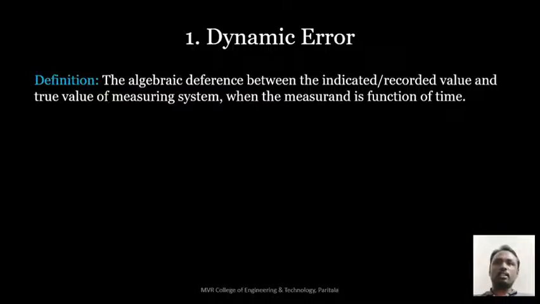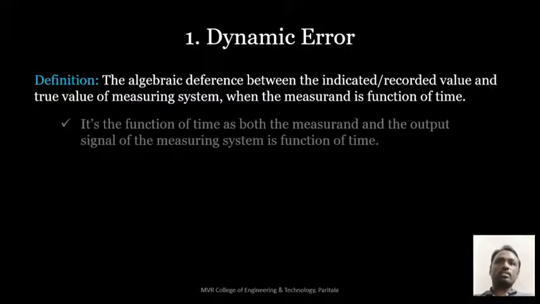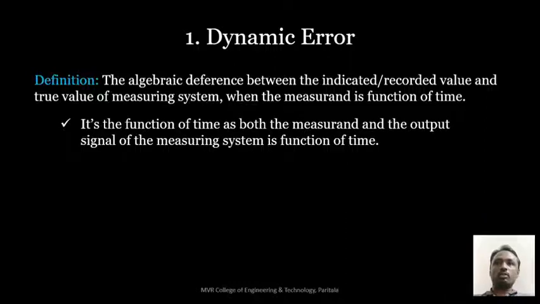Here input means the quantity which is to be given. It is nothing but the measurand. And the output is the indicated value of the instrument. It is a function of time, as both the measurement and the output signal of the measuring system are functions of time. If the input is a function of time, similarly the output is also a function of time. So dynamic error is also a function of time. In both cases, input is a function of time as well as output, hence the dynamic error is also a function of time.